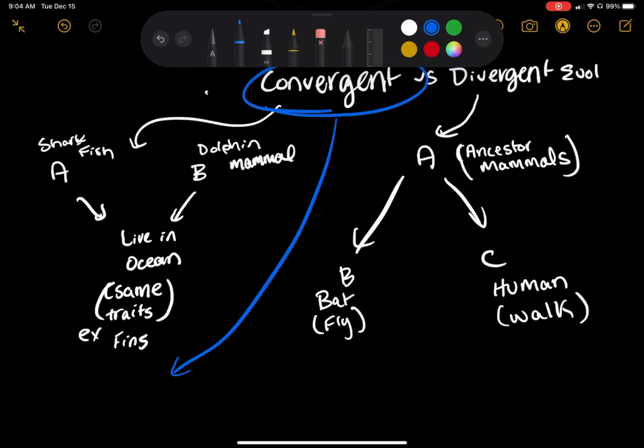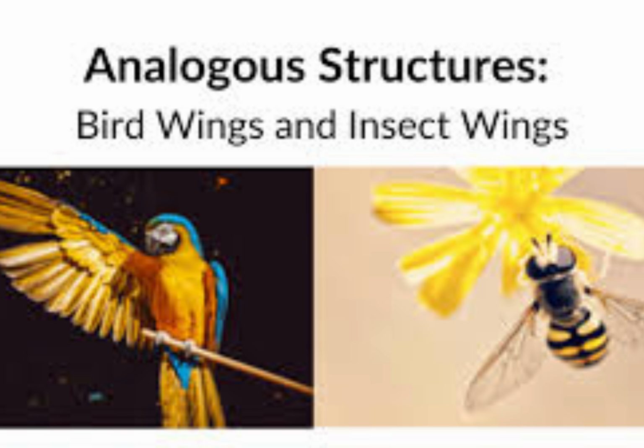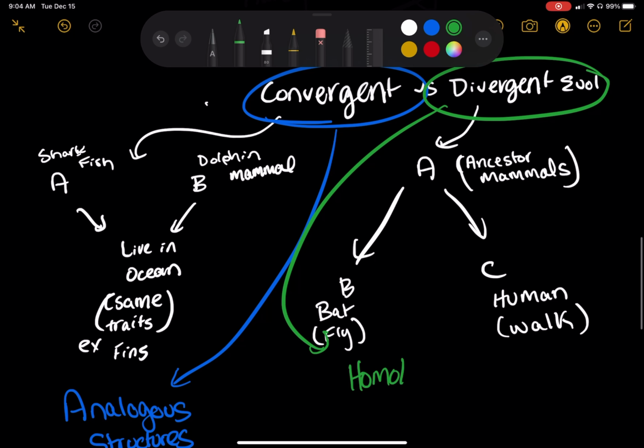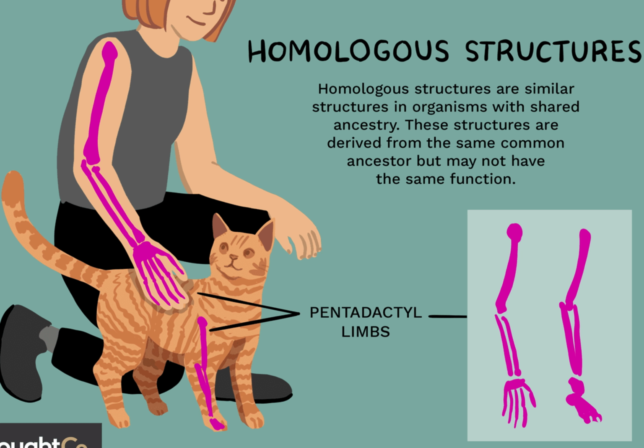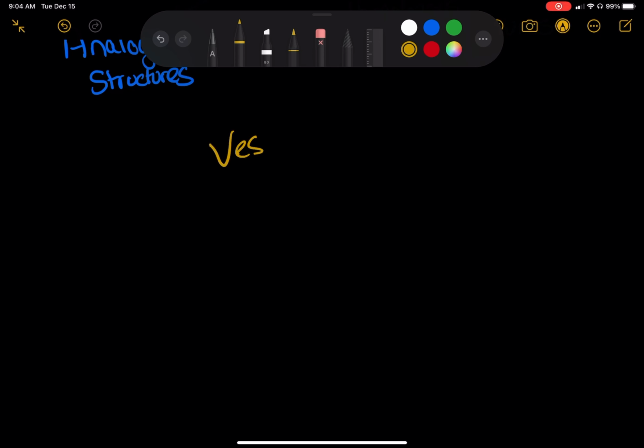If we look at the animals that are part of convergent evolution, they have a physical structure that is known as an analogous structure. If we look at divergent evolution, they are homologous structures. So, for example, the bat wing and the human leg would be homologous. They are similar, even though they don't have the same function.